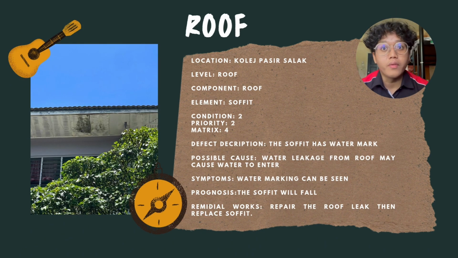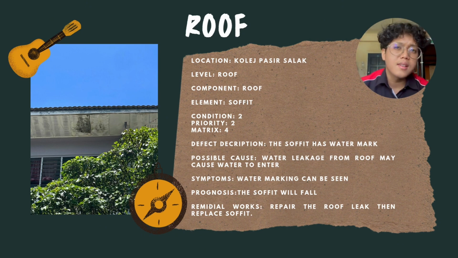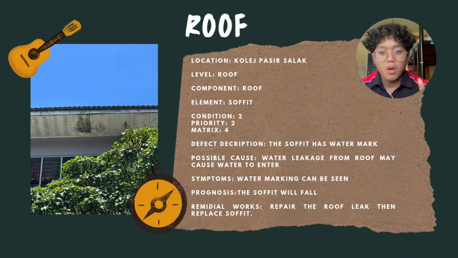The second roof defect is also located at College Pasir Salak. The level is of course roof level, the component is also roof, and the element is the same, which is soffit. The condition is 2, the priority is 2, and the matrix is 4. Defect description will be the soffit has water marking, which you can see in this picture where there are mold and water marking on the soffit.